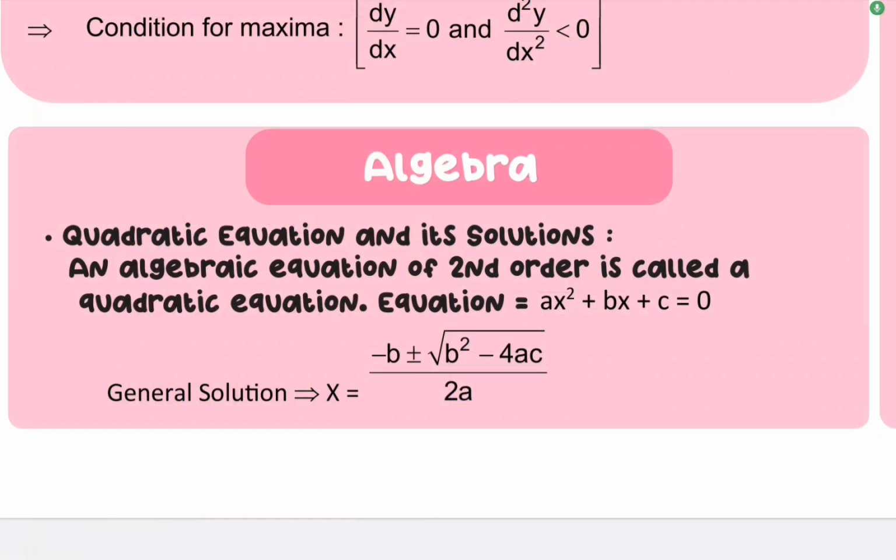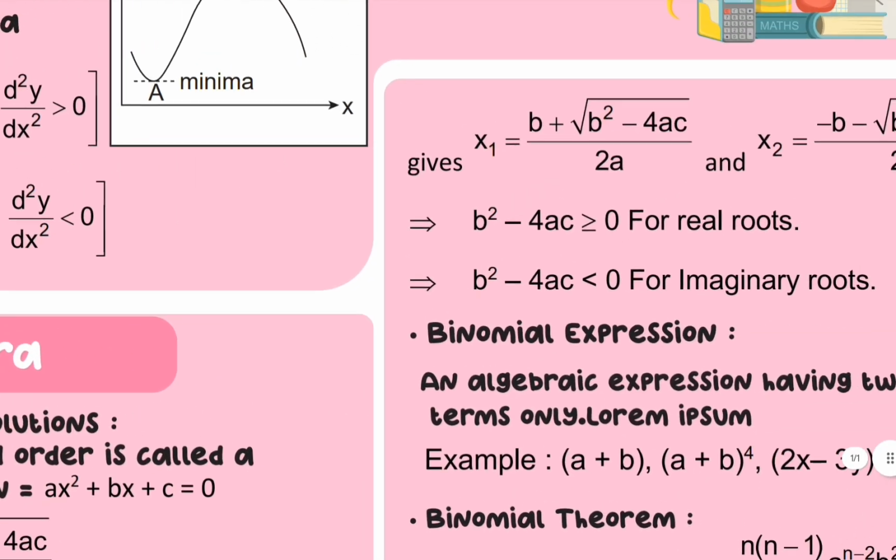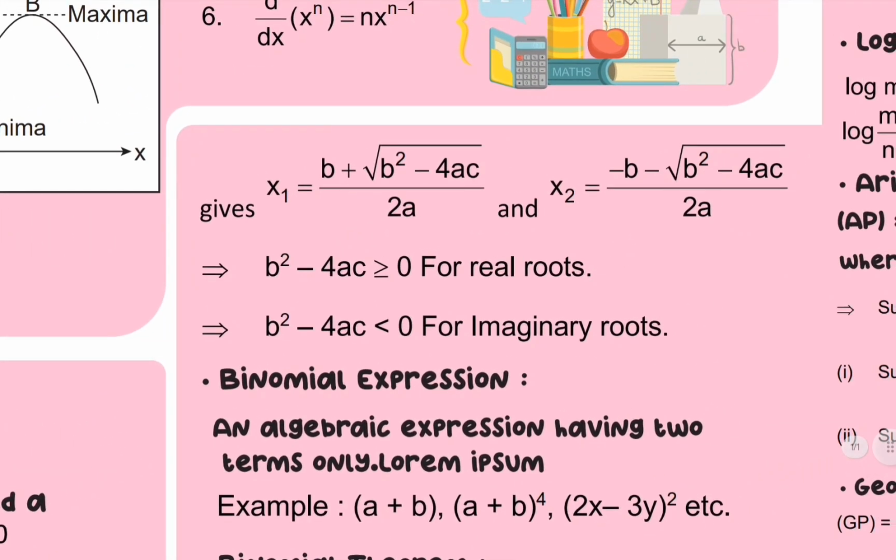Quadratic equation solutions. The general solution is x equals minus b plus or minus the root of b square minus 4ac, divided by 2a. If the b square minus 4ac term is equal to or greater than 0, the roots are real numbers. If b square minus 4ac is less than 0, or negative, it will be an imaginary number.